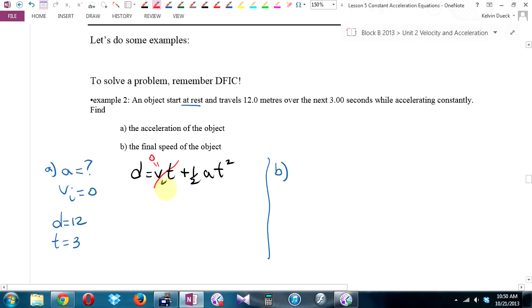So even though originally my equation said D equals VIT plus a half AT squared, I can already modify this into D equals a half AT squared. You okay with that, Jake? Yeah. What are we trying to find? Okay, see it in the equation? What side is it on? Left side or right side? Right side.